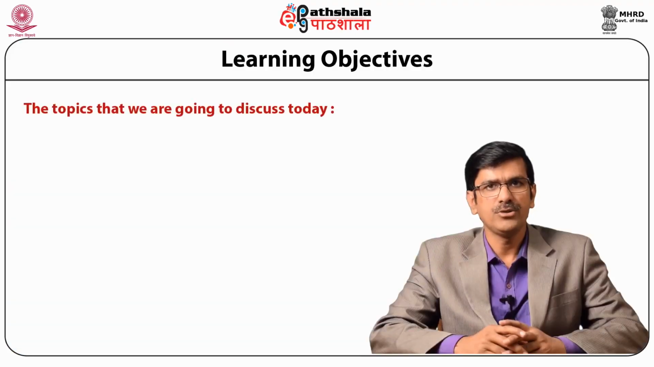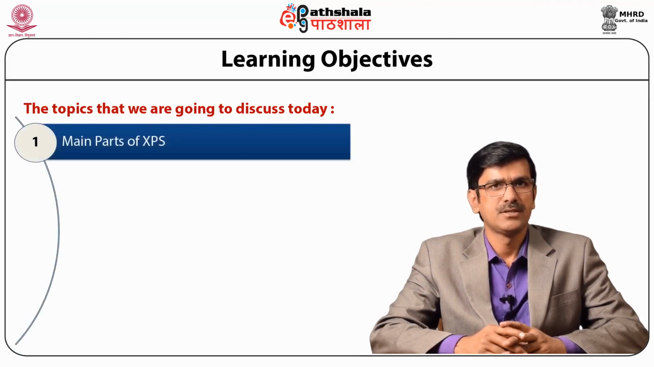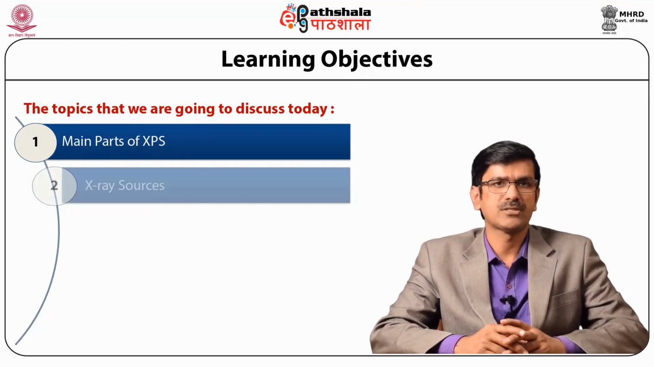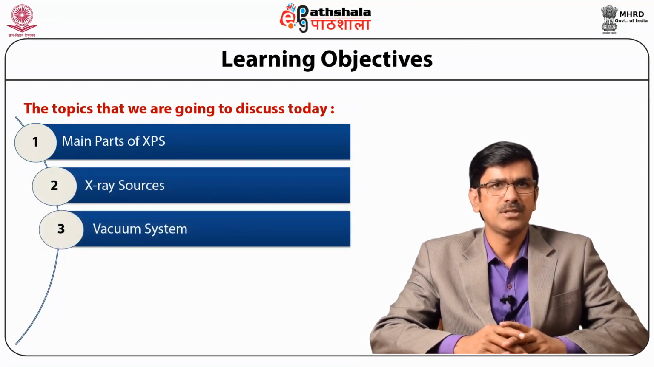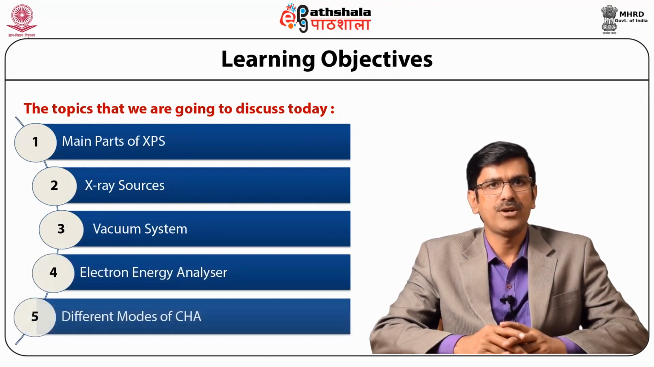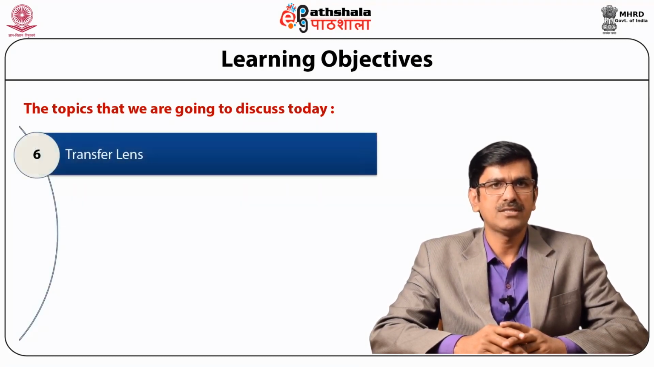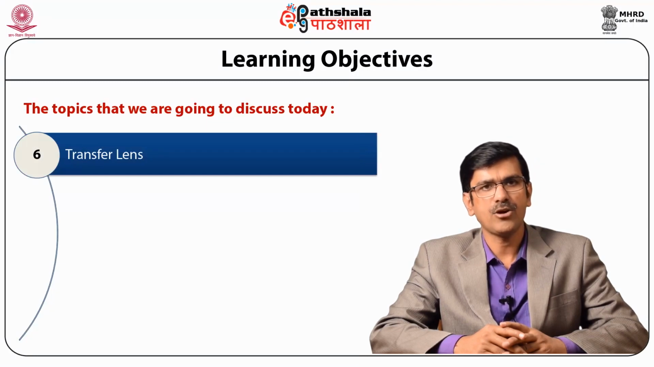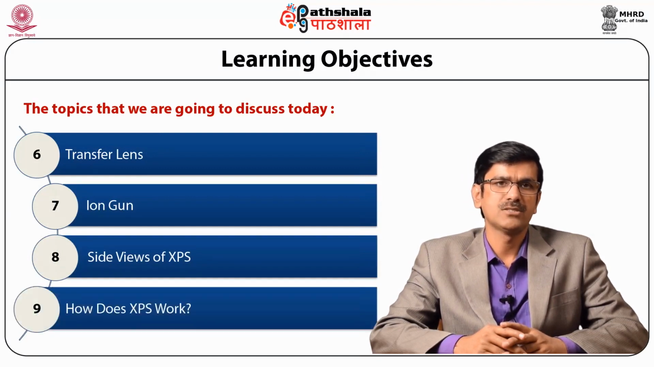Outline of the topic that we are going to discuss today. Number one is the main parts of the X-ray photoelectron spectrometer. Then we will discuss X-ray sources, vacuum systems, and the electron energy analyzer. We will discuss different modes of CHA, then transfer lenses. We will talk about ion guns also. Side views of XPS will also be discussed, and we will discuss how XPS works.